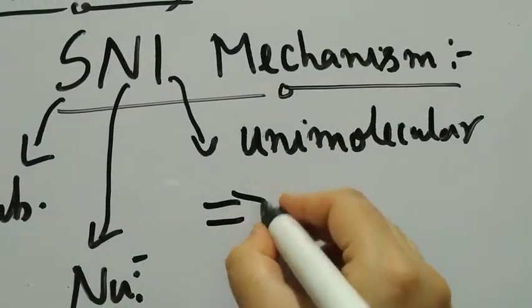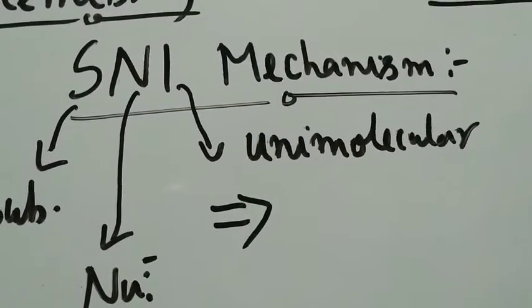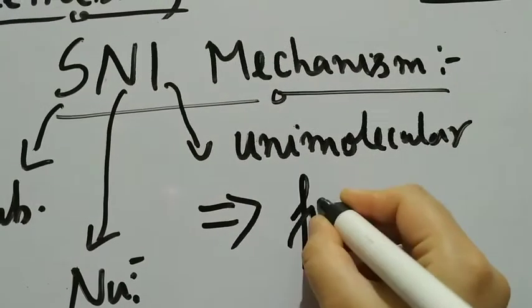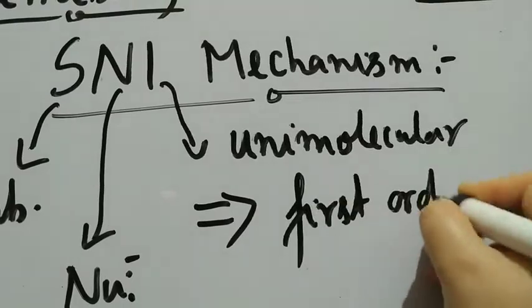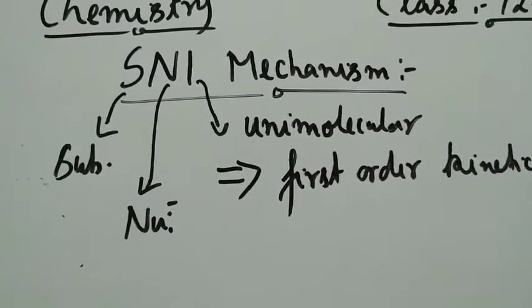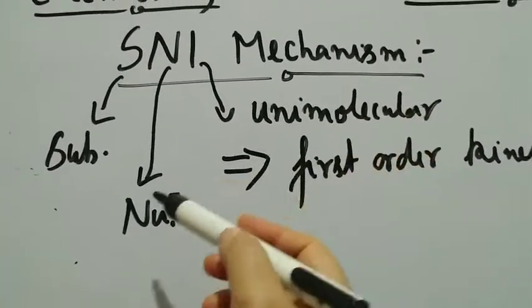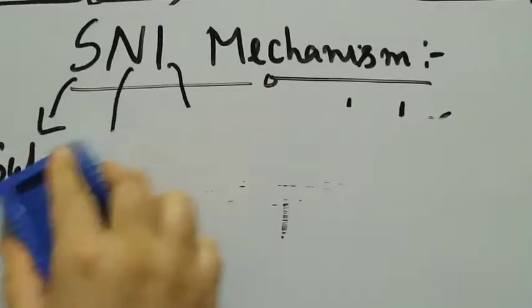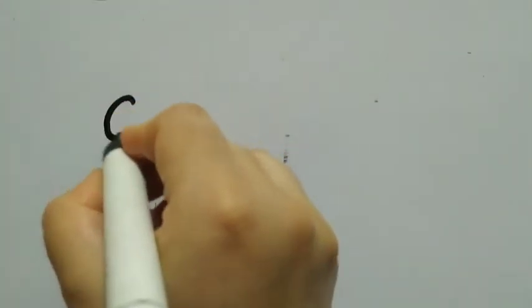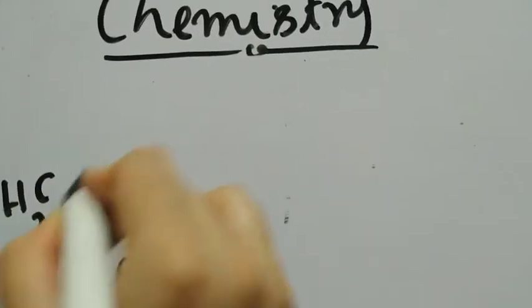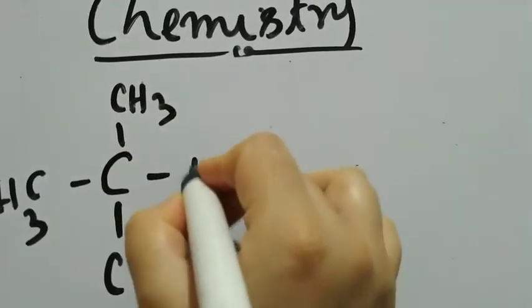We'll do an example and you'll see that the reactions which follow the Sn1 mechanism also follow first order kinetics. Because of these properties of this mechanism, it is named Sn1, unimolecular nucleophilic substitution. We'll try to understand the mechanism by taking an example. In this case, we'll take a tertiary alkyl halide. I'll take tertiary butyl bromide.